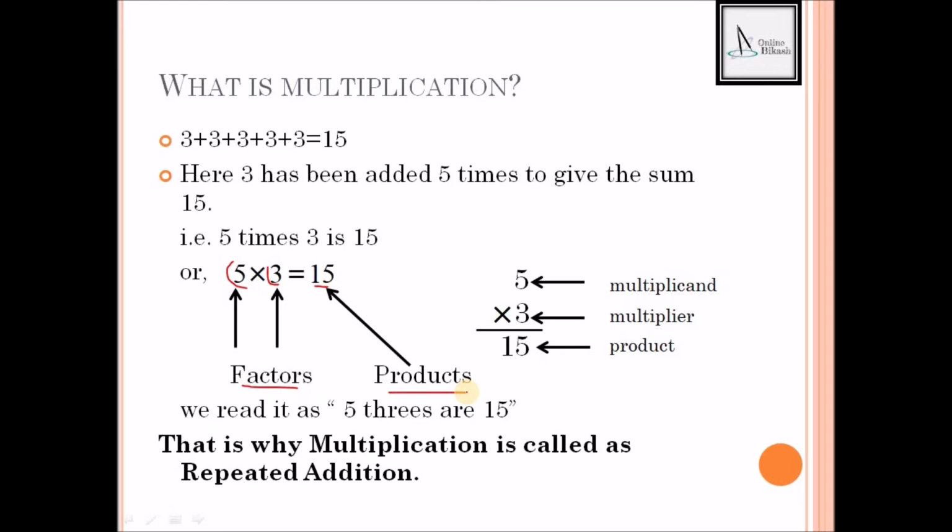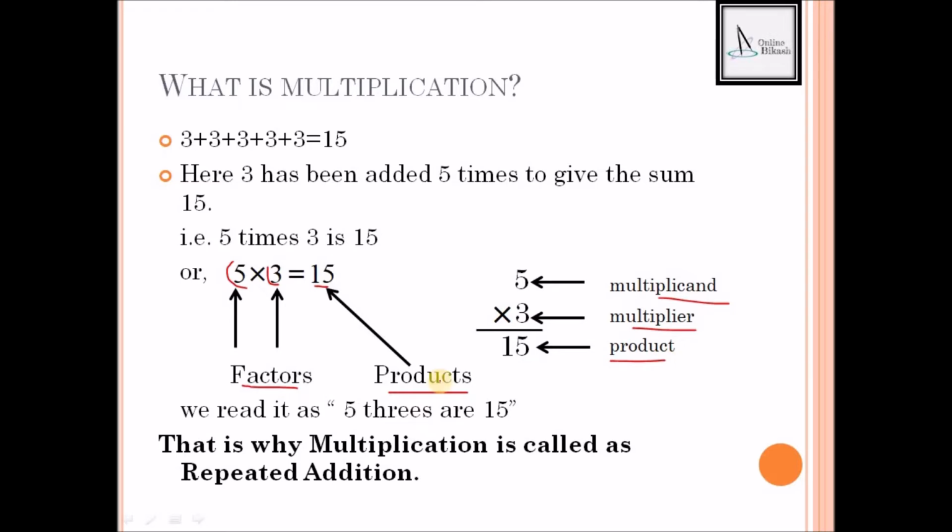Or we can write it in this way: 5 multiplied by 3 to get 15. This 5 is called the multiplicand. It is very important, the terms you must remember. 5 is called the multiplicand, this 3 is called the multiplier, and this 15 is called the product.